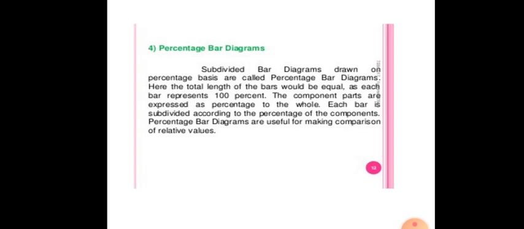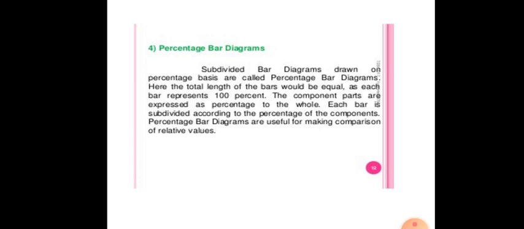Now see, the next one is the percentage bar diagram. What is a percentage bar diagram? Subdivided bar diagrams drawn on a percentage basis are called percentage bar diagrams. Here the total length of the bars would be equal, as each bar represents 100%. The component parts are expressed as a percentage of the whole. Each bar is subdivided according to the percentage of the components. Percentage bar diagrams are useful for making comparisons of relative values.